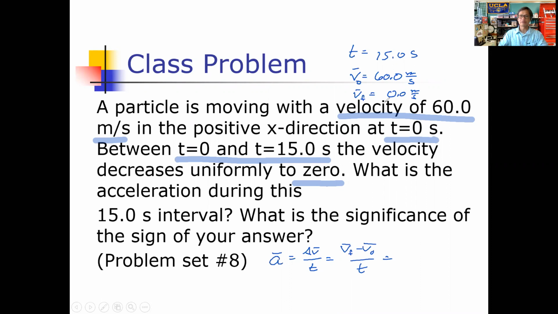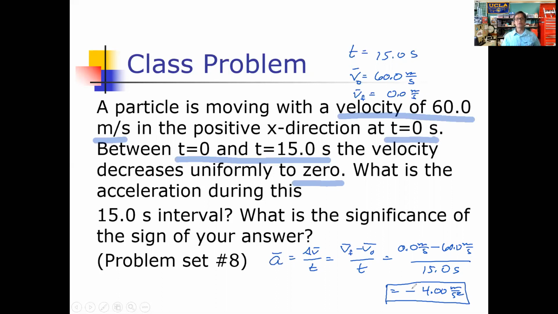Okay, v final here is going to be 0 meters per second. V initial then is 60 meters per second, all over time interval of 15 seconds. Okay, and so therefore the acceleration when we were given this here is going to be negative 4.00 meters per second squared. Okay, so that is the calculated value for the acceleration.